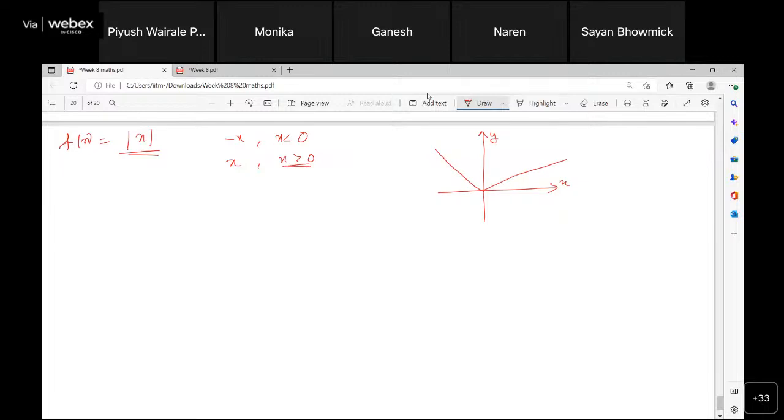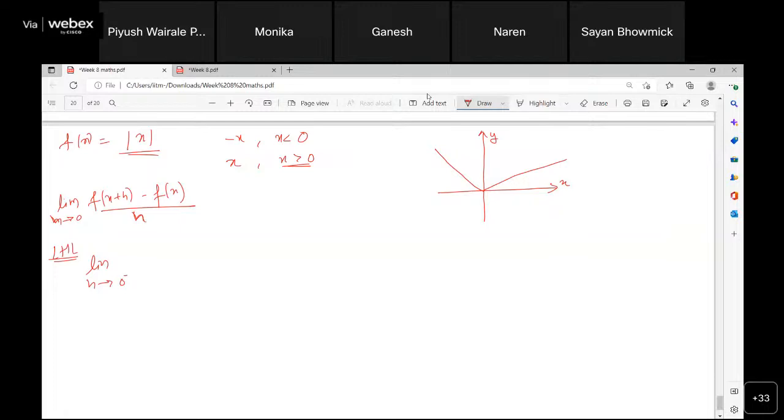Now, can I check whether this function is differentiable or not? Using the definition, we can show it. For mod of x we have to check both the left hand and right hand limits. If I check the left hand limit, limit h tends to 0 negative, I have to take this particular function as minus x, so I can replace this minus x with x plus h.